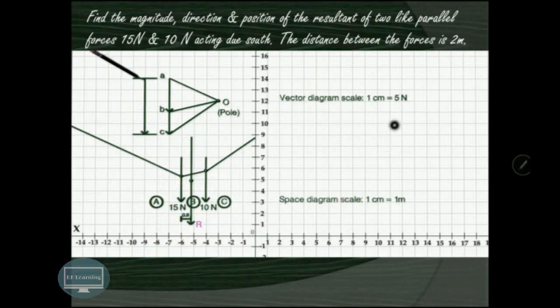AC, and multiply it by this scale of 5 Newton. So AC is 5, in this case 5.1. So R is equal to length AC, that is this particular length AC, multiplied by vector diagram scale, that is 5. So vector diagram scale is 5 over here. So 5 into 5, that is 25. So in this way we can find out the resultant of the two like parallel forces.